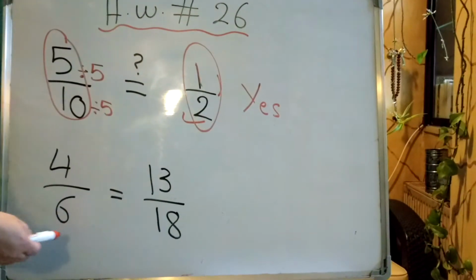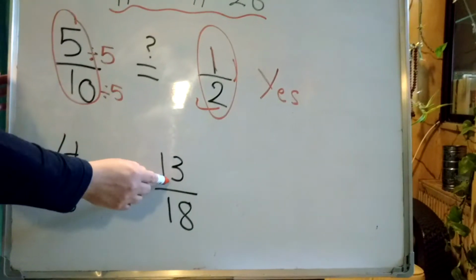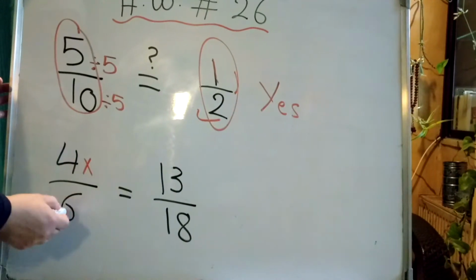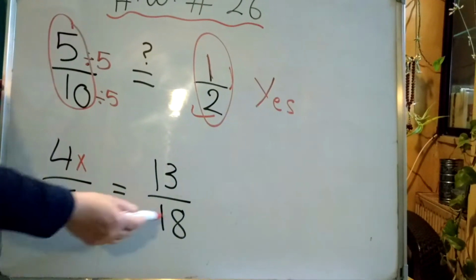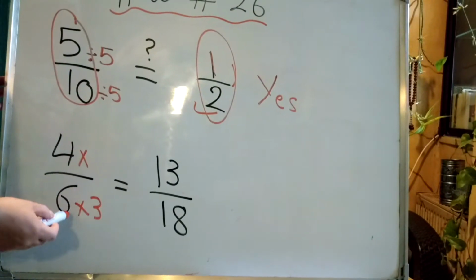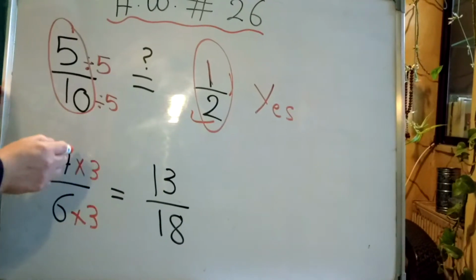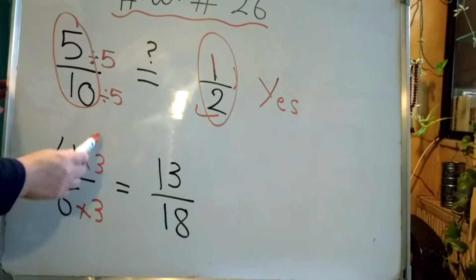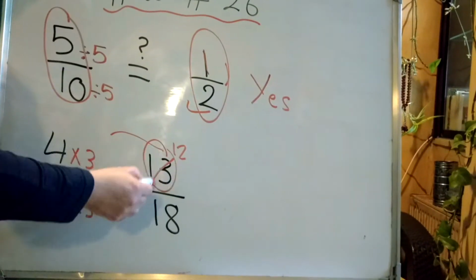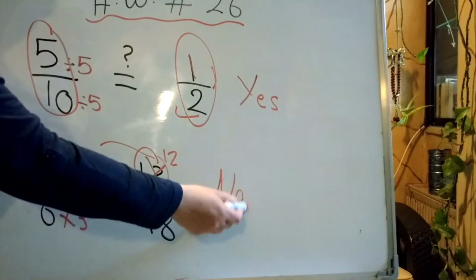Let's go now to this one. How can we make the 4 equal to 12? There's no number that multiplied by 4 gives 13. But there is a number that, when you multiply it by 6, gives 18. It's 3. And because you multiply the denominator by 3, you have to multiply the numerator also by 3. But if you multiply 4 by 3, you will get 12 and not 13. So these two fractions are not equivalent.